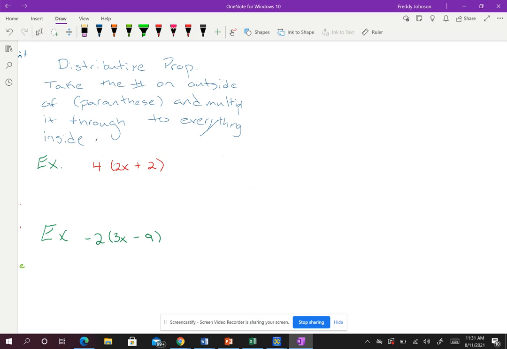When it comes to the distributive property, it just says, hey, whatever number's on the outside of my parentheses, we're going to distribute it all the way through. We're going to make sure it goes to everything inside. That's why we call it the distributive property, because we are distributing it. The reasoning behind why this works is, think about it.